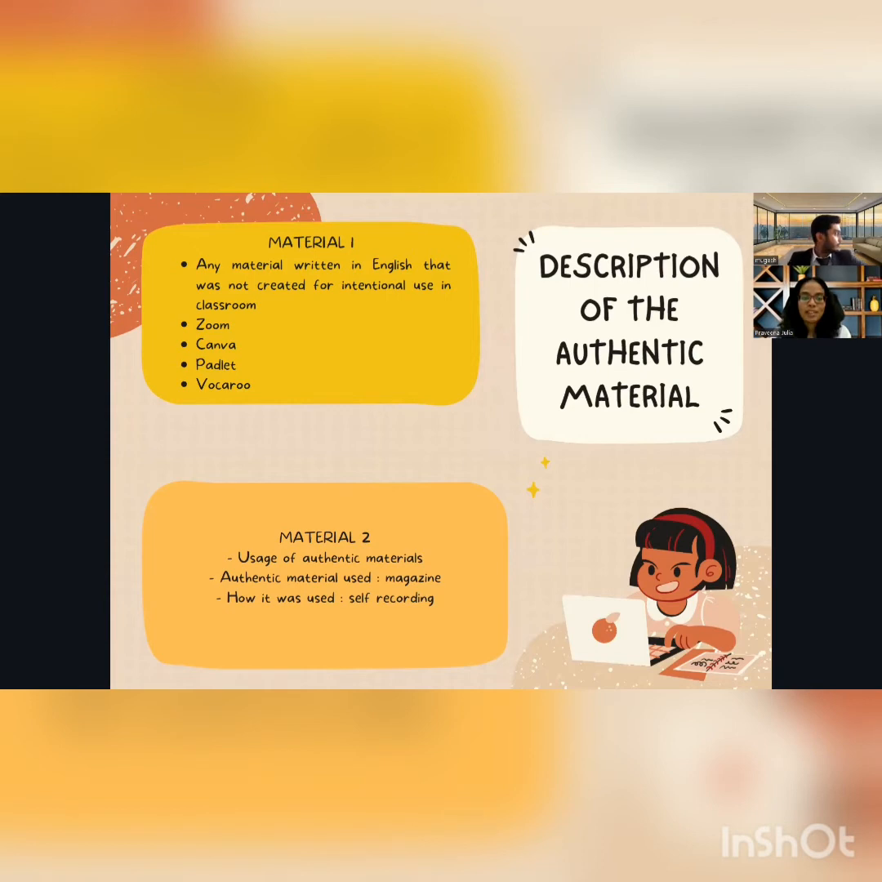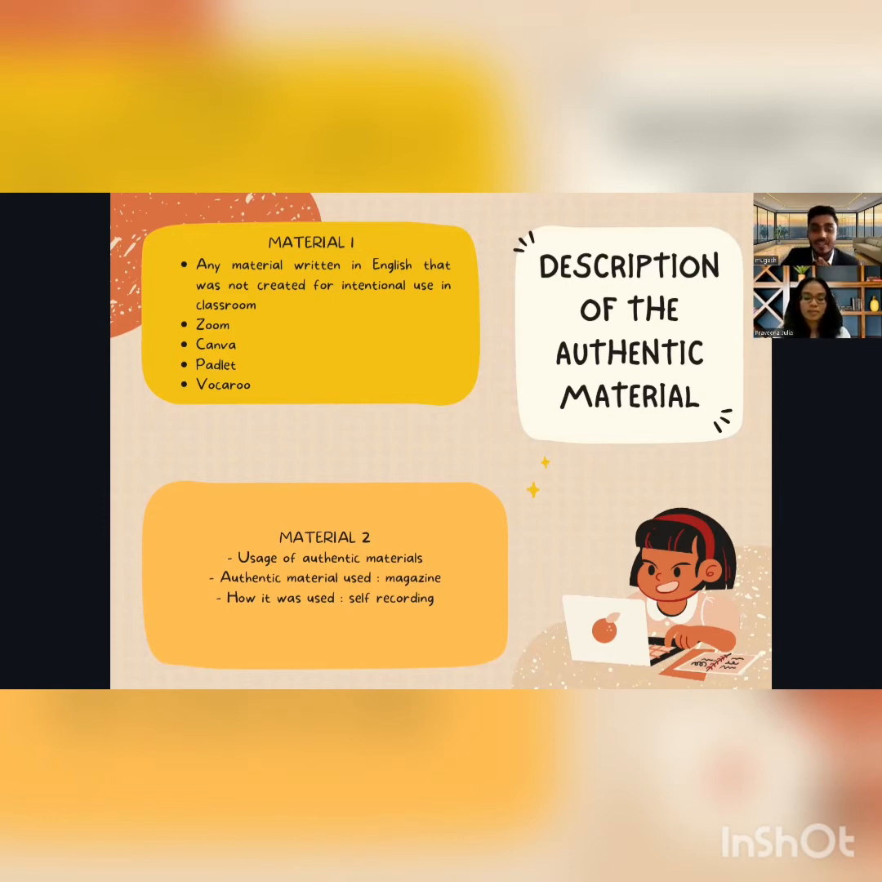Authentic material is any material written in English that is not created for intentional use in the English language classroom. Using this content to teach English can make the learning process more engaging, informative, and motivating for students, especially for listening skills. For this first material, I have used Zoom, Canva, and Padlet to create the listening material. I have also used Vocaro to record the conversation, as it is free and easy to access. So moving on to the next one.